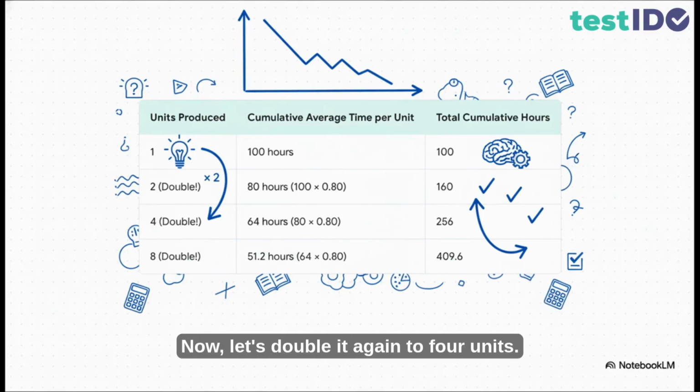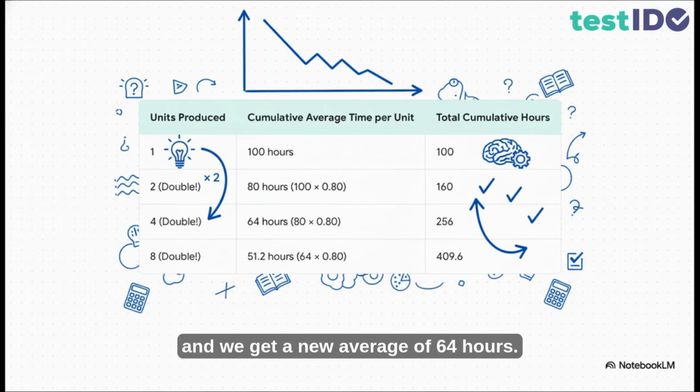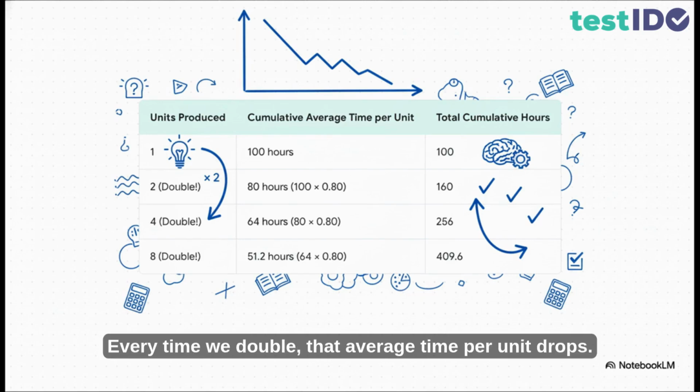Now let's double it again to 4 units. We take the last average, the 80 hours, multiply that by 80%, and we get a new average of 64 hours. Total time is 4 units times 64, or 256. See the pattern? Every time we double, that average time per unit drops.